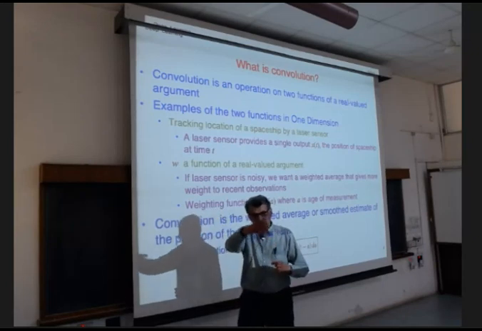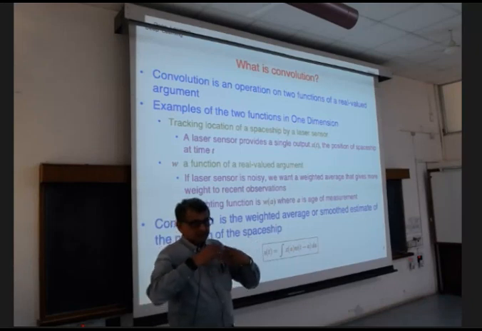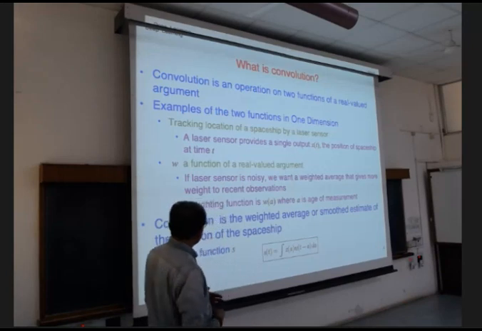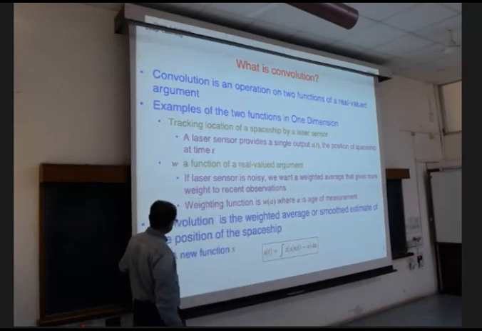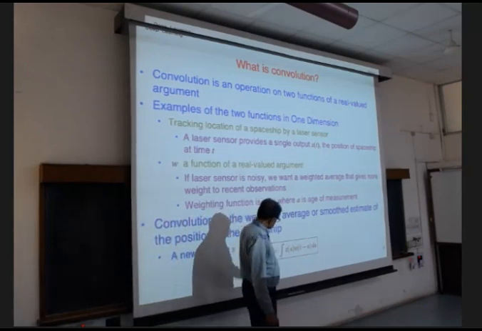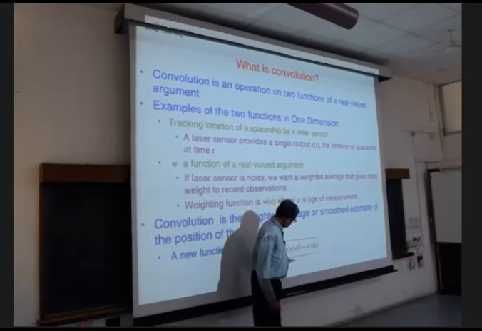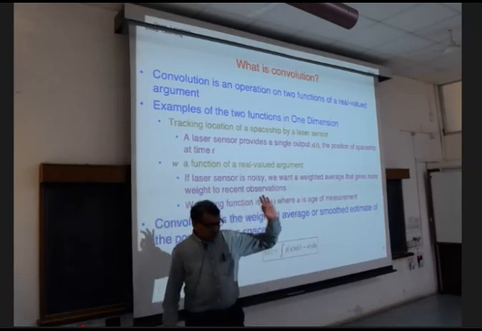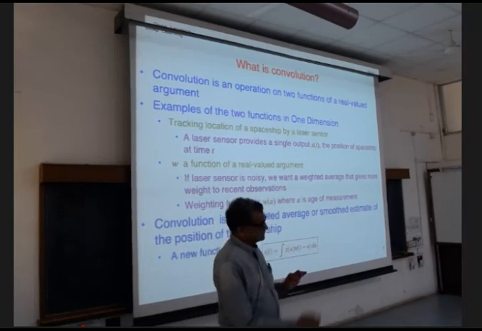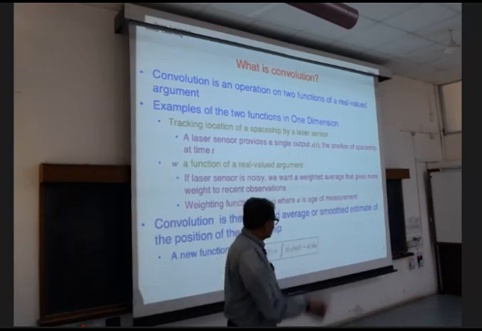So you might have many measurements from earlier points of time, and you want to give more importance to the current reading than the older readings. That's another function. So convolution is the weighted average, or smooth estimate of the position of the spaceship, and this function is defined like this: s of t is an integral of x of a, where a is the age, times w of t minus a. This kind of function allows you to look at that signal and say where the spaceship is. You take into account the positions given, then there's a certain weighting each of these gives, and some noise involved. So how do you combine all of this?